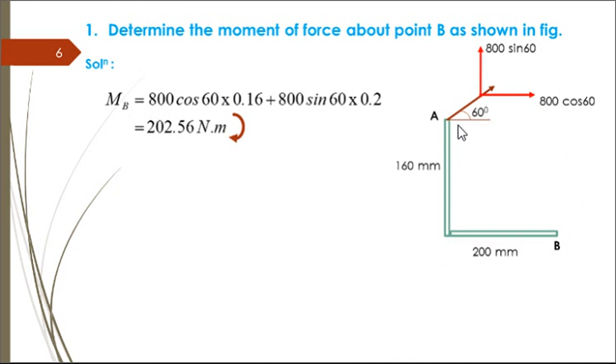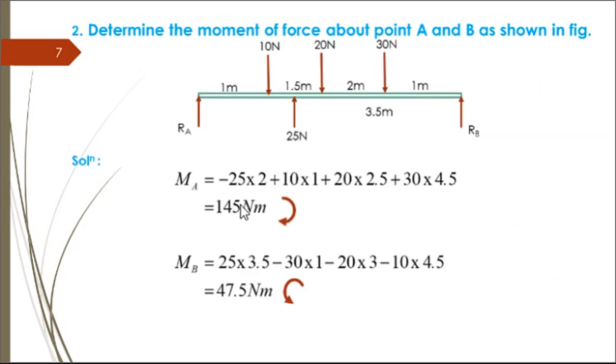Then 800 sin 60, which is applied at point A. As the force is vertical, the perpendicular distance is horizontal, so 800 sin 60 into 0.2. And the nature of moment, again it is going in the clockwise direction, that is positive. So solving this, finally we get the answer as 202.56 Newton meter, a clockwise moment. So because of the force of 800 Newton, a clockwise moment of 202.56 Newton meter is developed at point B.